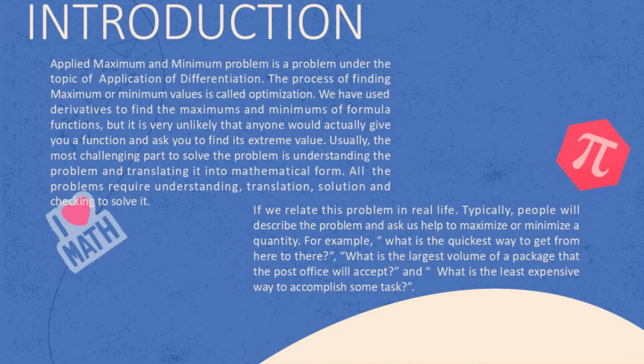Introduction of Applied Maximum and Minimum Problem. Applied Maximum and Minimum Problem is a problem under the topic of application of differentiation. The process of finding maximum or minimum value is called optimization. We have used derivatives to find the maximums and minimums of a formula function, but it is very unlikely that anyone will actually give you a function and ask you to find its extreme value. Usually, the most challenging part of solving the problem is understanding the problem and translating it into mathematical form. All the problems require understanding, translation, solution, and checking to solve it.